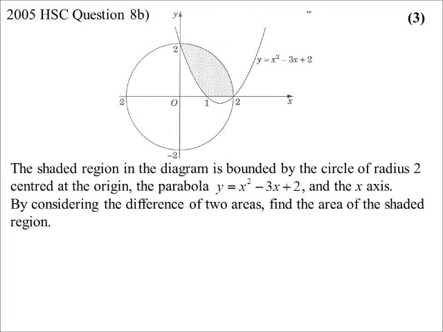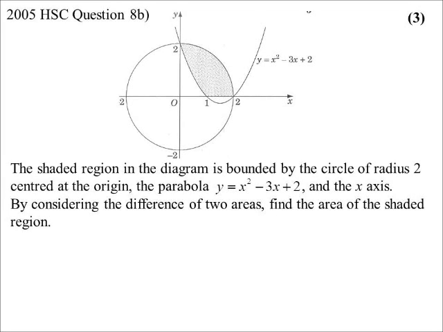So here's one here. That's quite a difficult one. That's why it's question 8, actually. Here's the area, and they've left a little bit out underneath. So the shaded region, we've got the circle radius 2 and a parabola there, and the x-axis. They've given a hint by saying, by considering the difference of two areas, find the area of the shaded region. There's the hint.